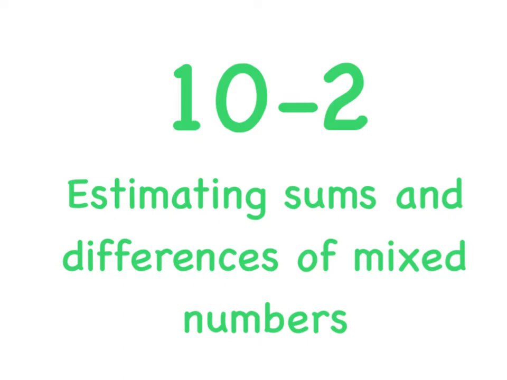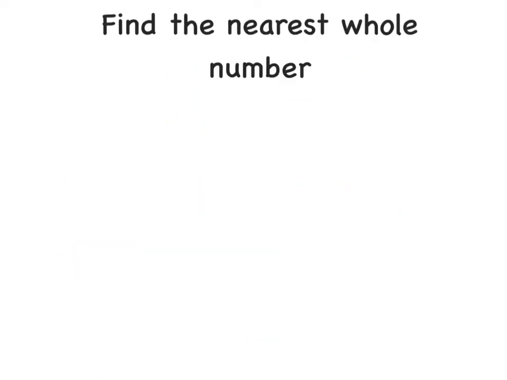In this video, I'll be talking about 10-2, estimating sums and differences of mixed numbers. The first thing that we need to be able to do in order to estimate the sums and differences of mixed numbers is find the nearest whole number to a mixed number. So if I had something like 1 and 5/7, we need to be able to find the closest whole number. There's a couple ways that I could think about this.